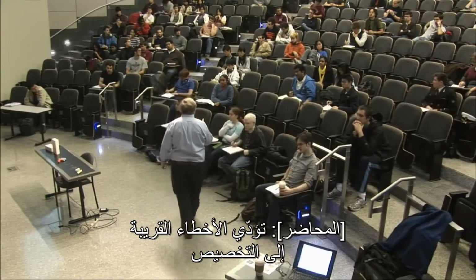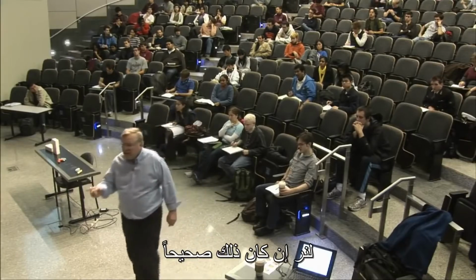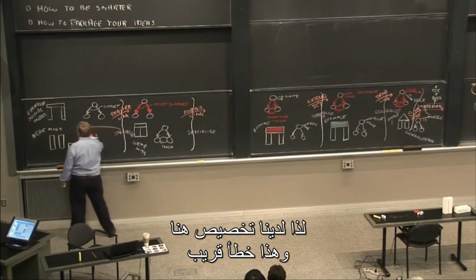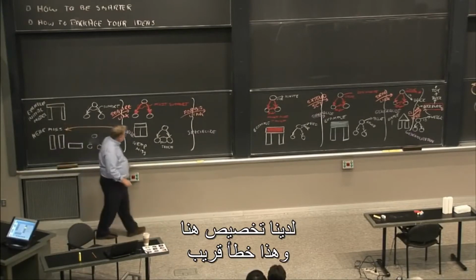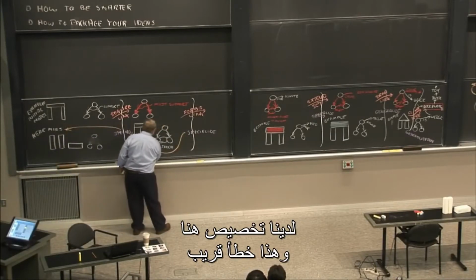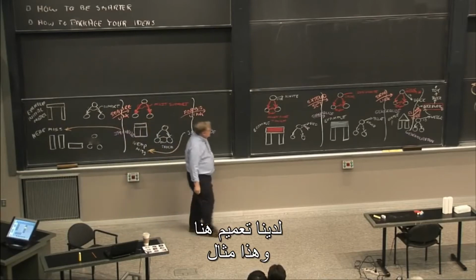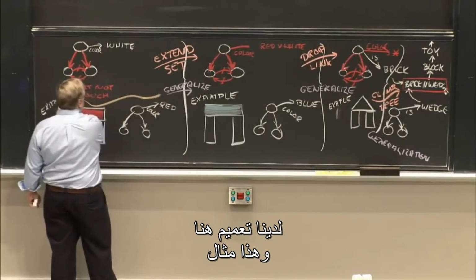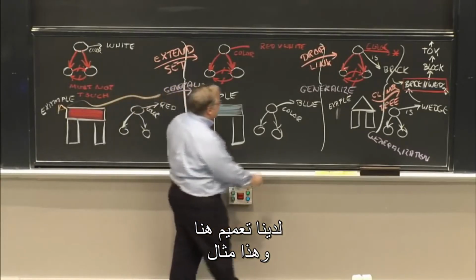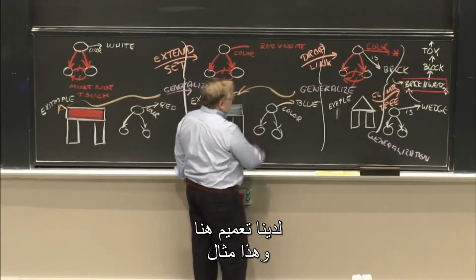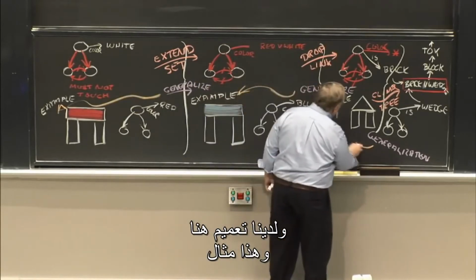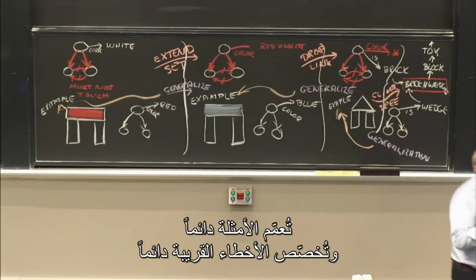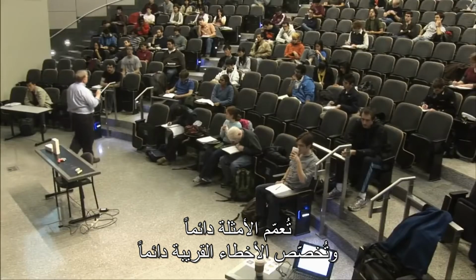The near misses seem to lead to specialization. Let's see if that's right. So we got specialization here, and that's a near miss. We've got specialization here, and that's a near miss. We've got generalization here, and that's an example. And we've got generalization here, and that's an example. And we've got generalization here, and that's an example. So 8-ball's got that one nailed. The example is always generalized, and the near miss is always specialized.